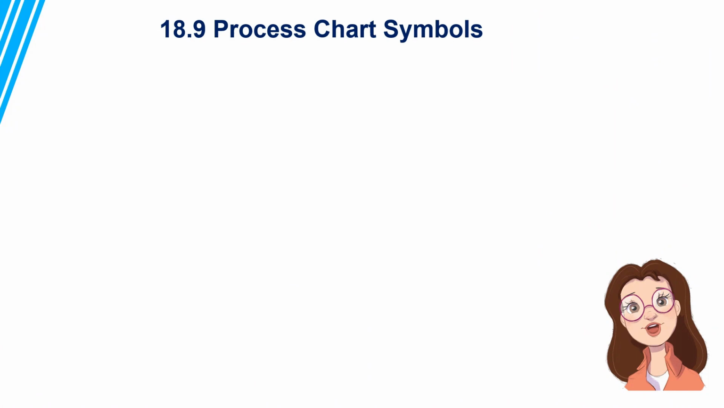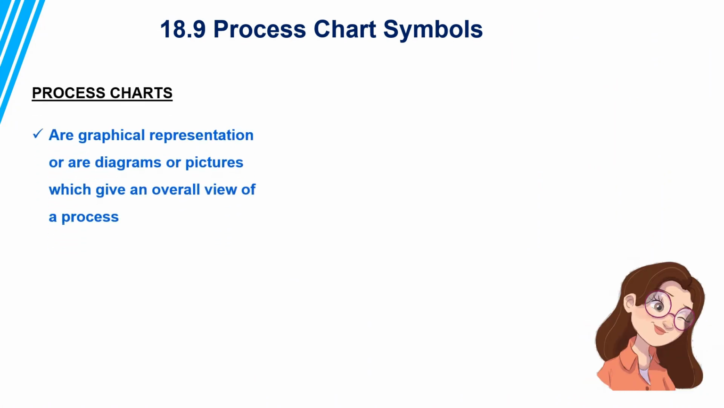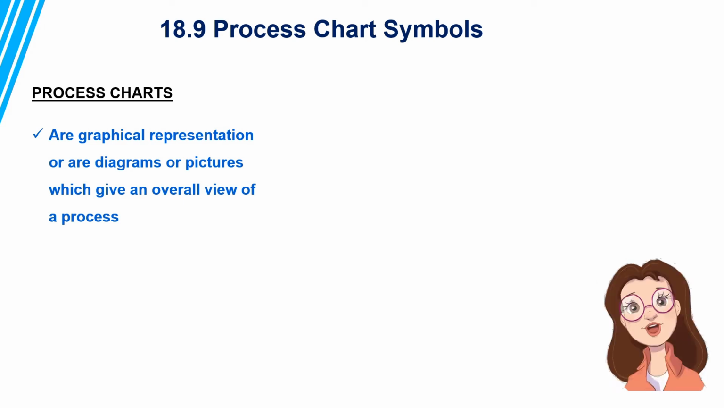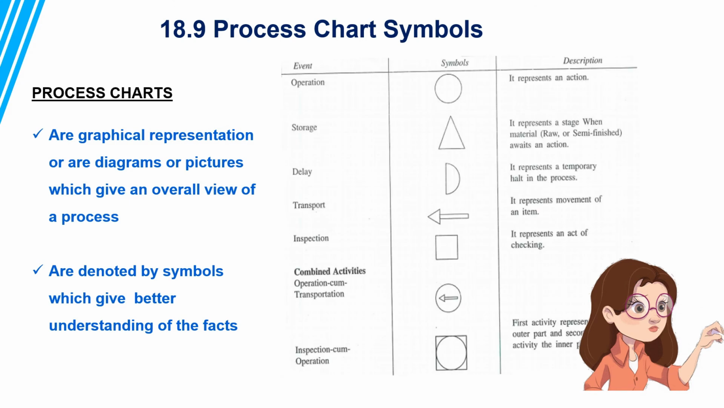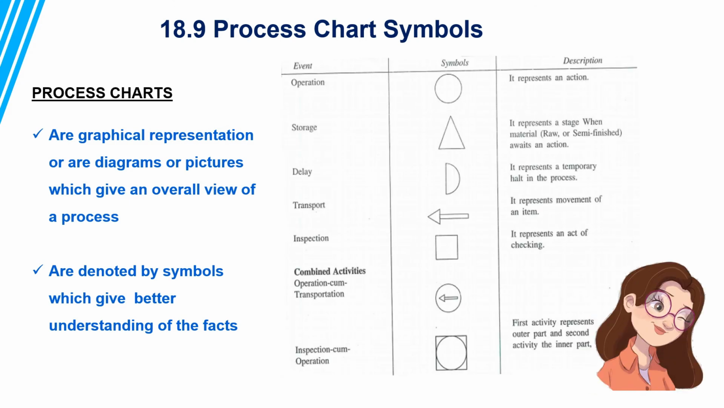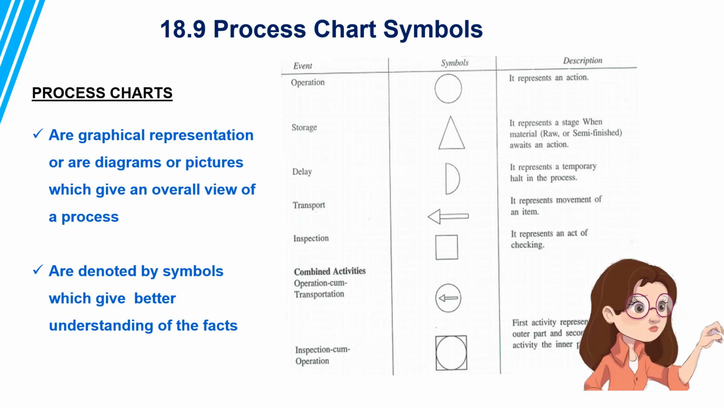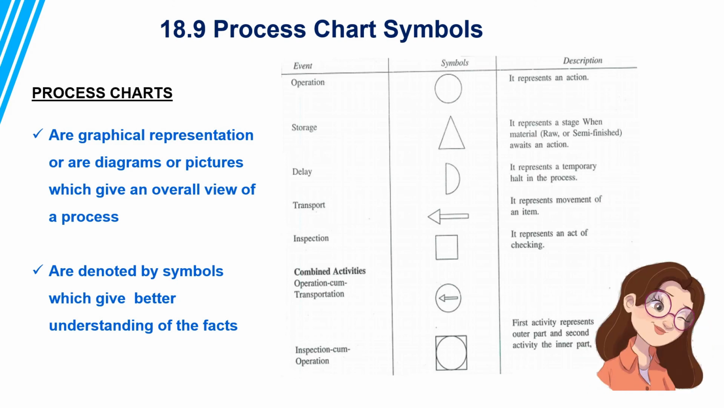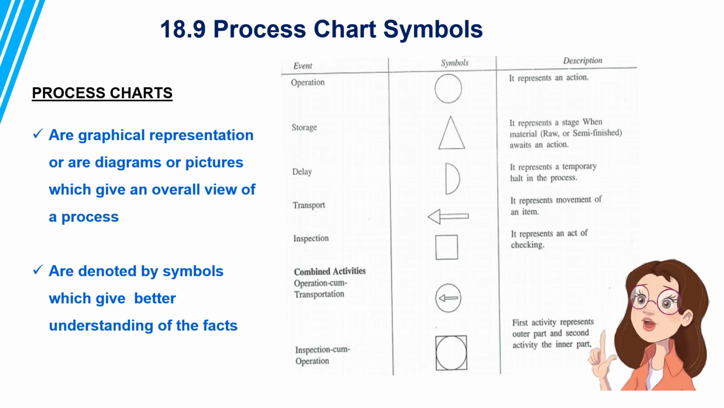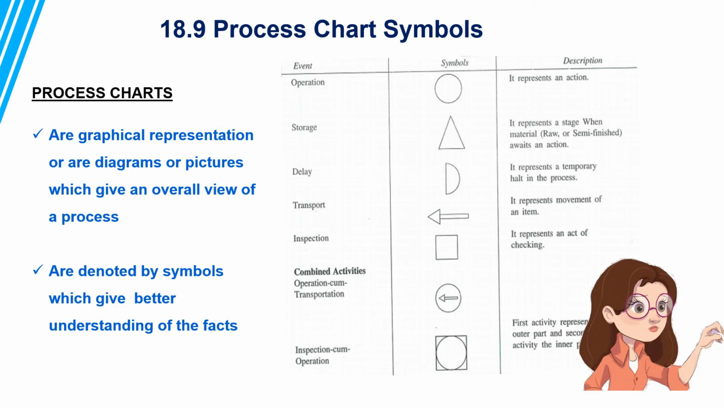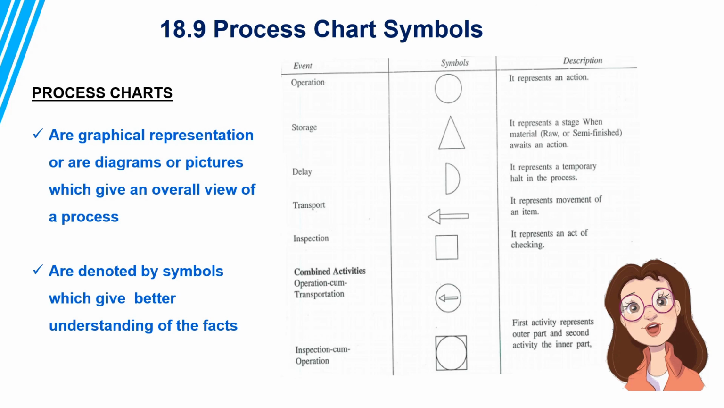Process chart symbols. Process charts are the graphical representation, diagram, or pictures which give an overall view of a process. Process charts are denoted by symbols. The symbols give a better understanding of the facts. So the following are the various symbols to record various events. Thus, a chart indicates the process with the help of symbols and aids better understanding, with the purpose of improvement and identification of facts.